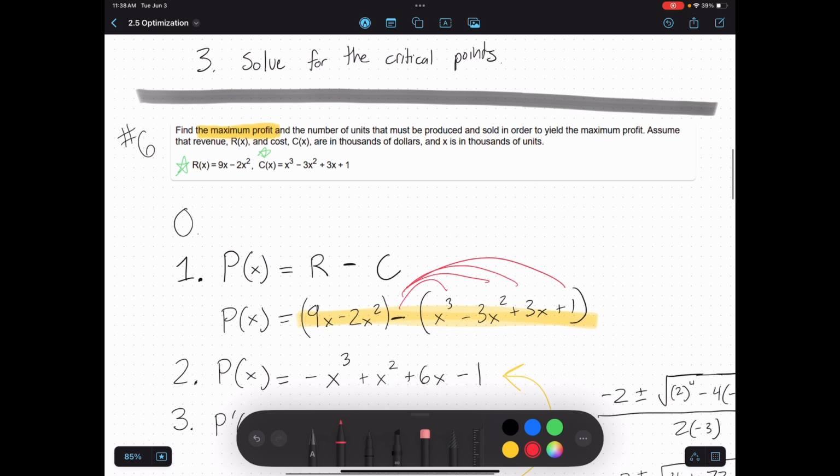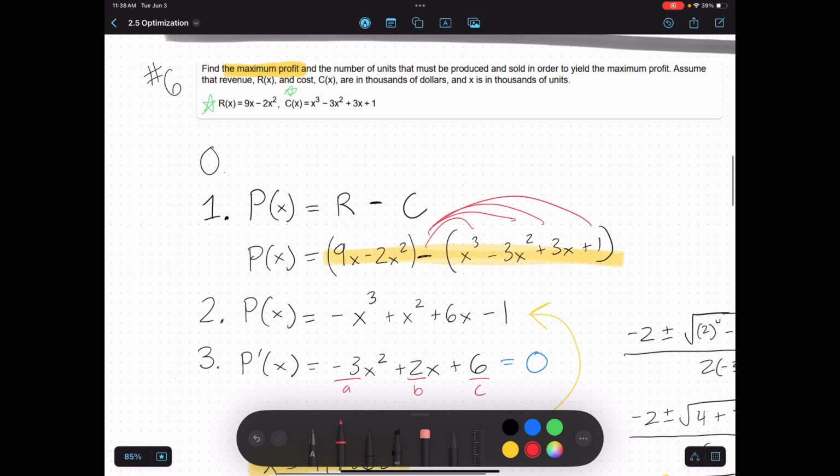I went ahead and simplified the equation for step 2, which is awesome. And I got negative x cubed plus x squared plus 6x minus 1. I have my profit equation. It's simplified. It's only in terms of one variable. I'm ready to solve for the critical points. How? I take the derivative and set it equal to 0. And I get negative 3x squared plus 2x plus 6 is equal to 0.